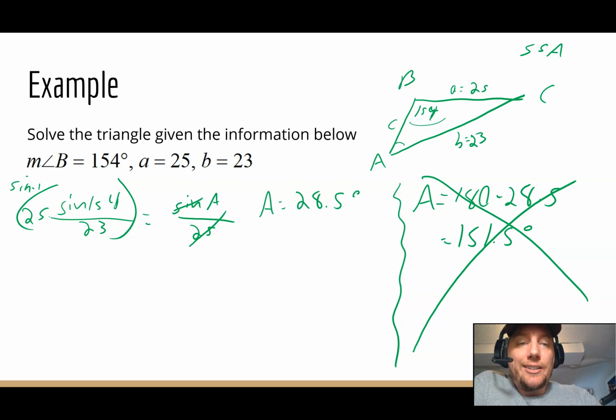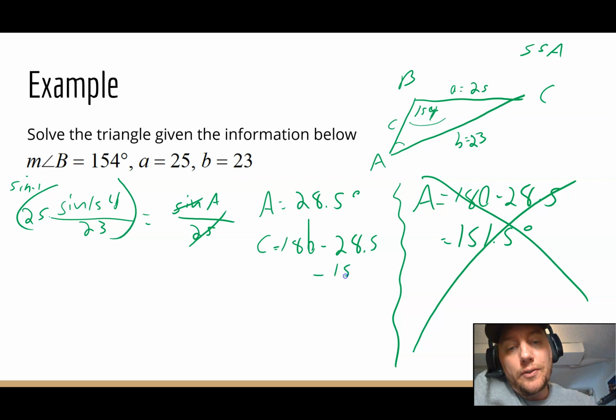So now I've got angle A is 28.5, angle B is 154, therefore I can figure out angle C is 180 minus 28.5 minus 154.